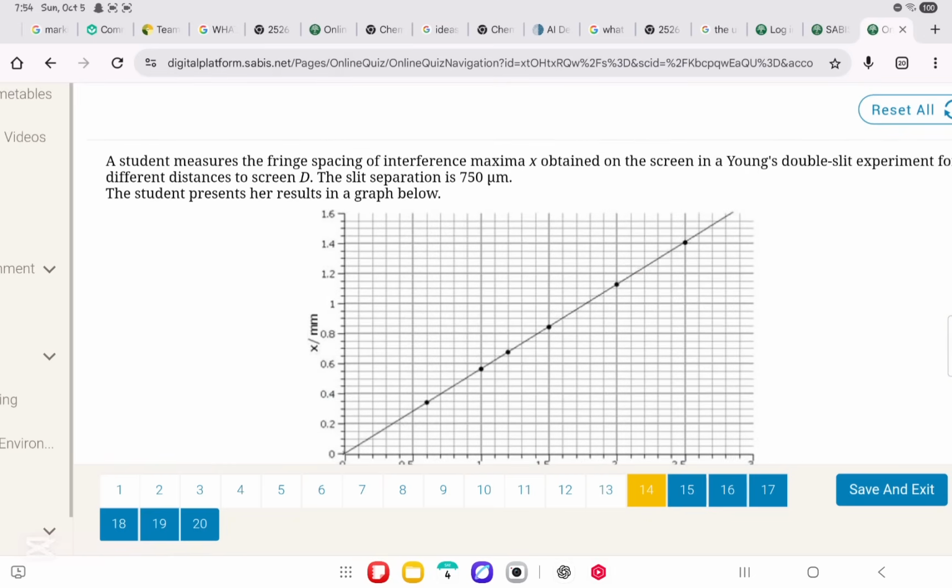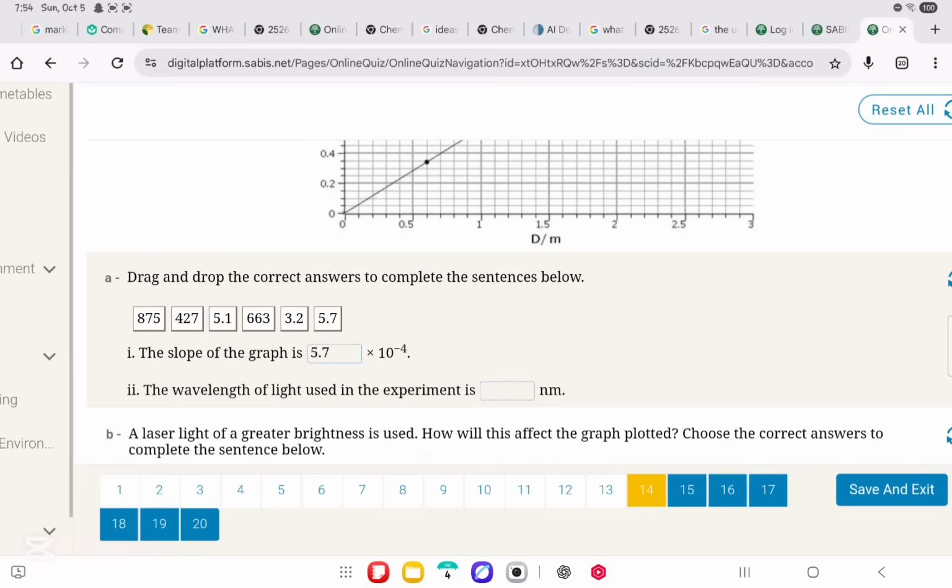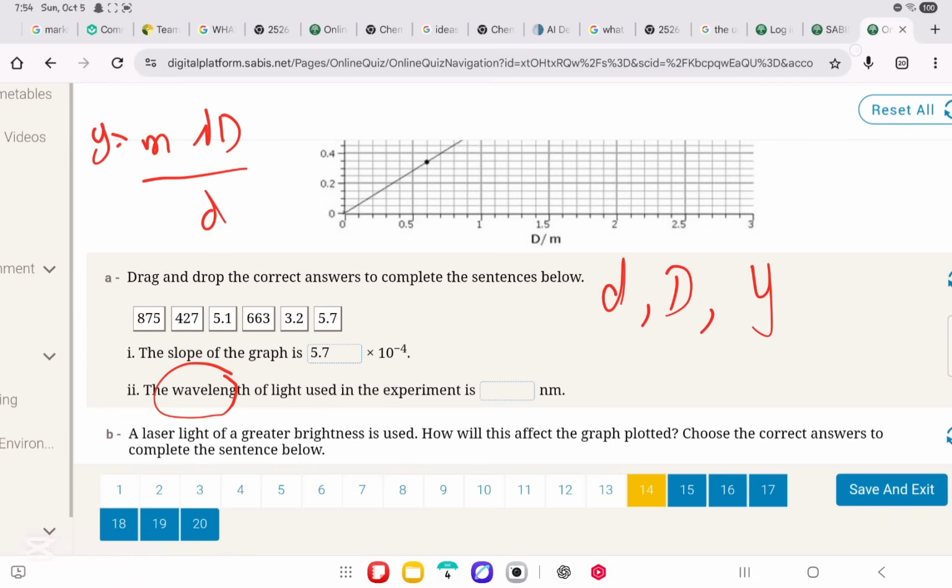What do we have? We already have the slit separation. We can take any point to be y and any point to be capital D. Now, what is the wavelength in relation to small d, capital D, and y? It's very simply y equals m lambda capital D over small d. Now, m in this scenario is 1, so it goes bye-bye. And now we need the whole equation to revolve around lambda. So we will change it, right? And the equation will become lambda equals y times small d over capital D.